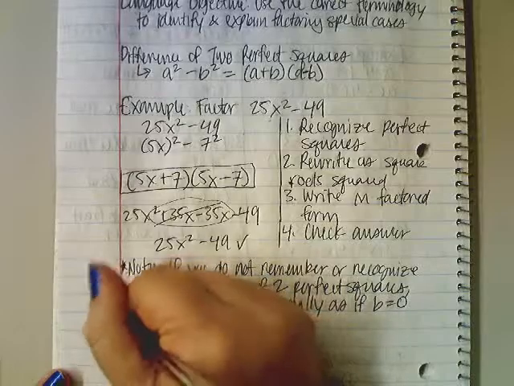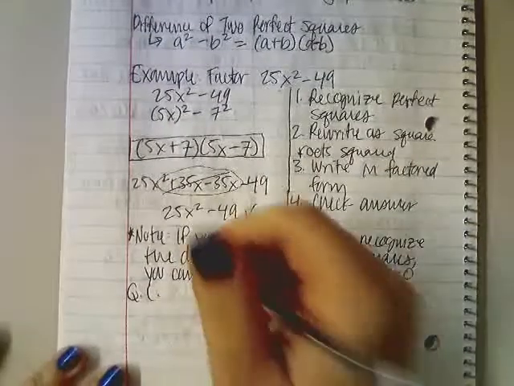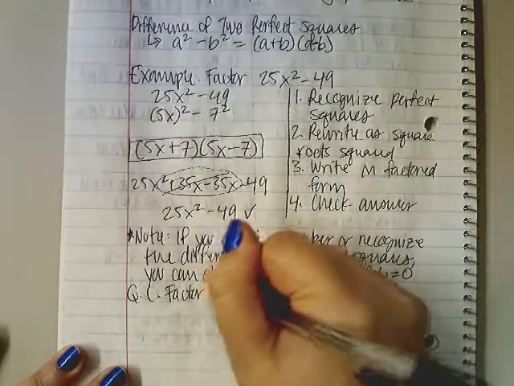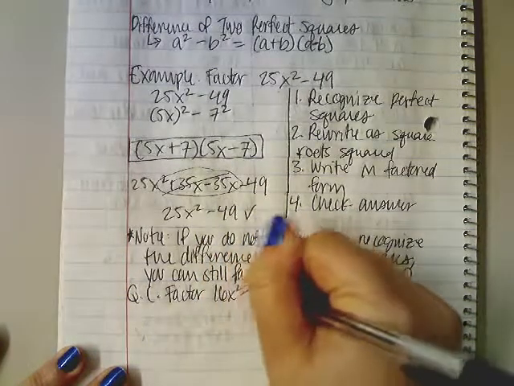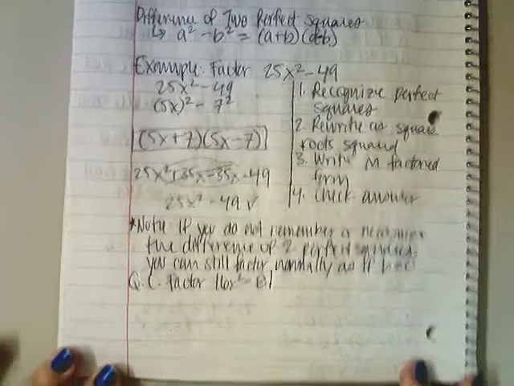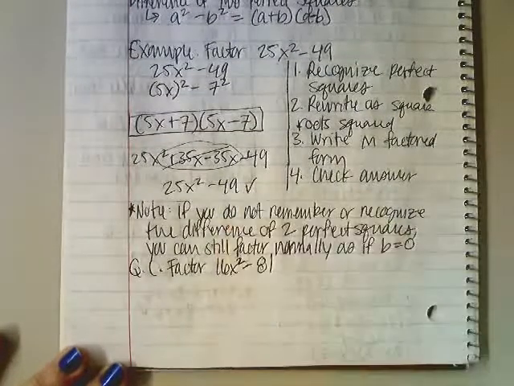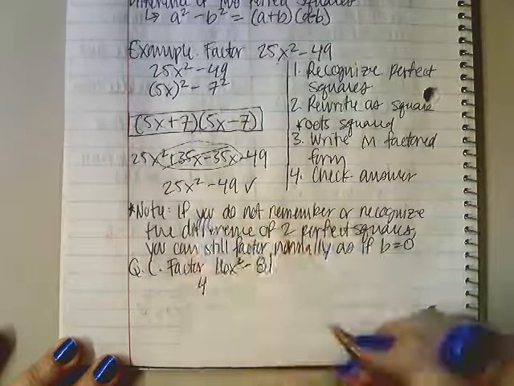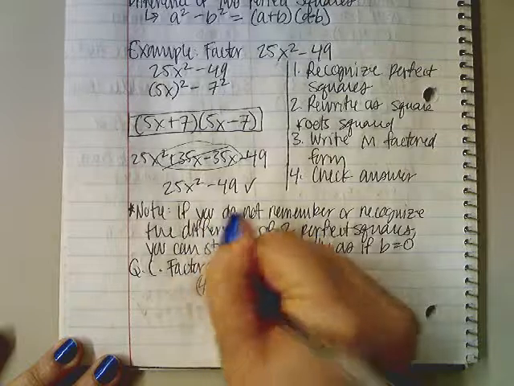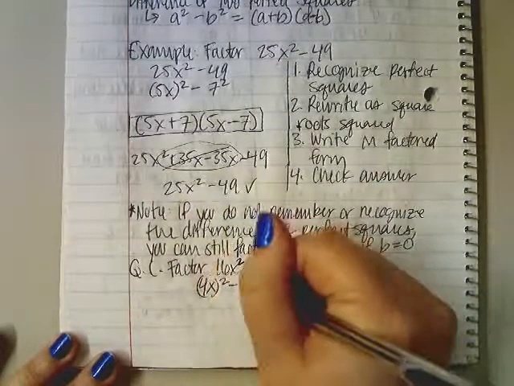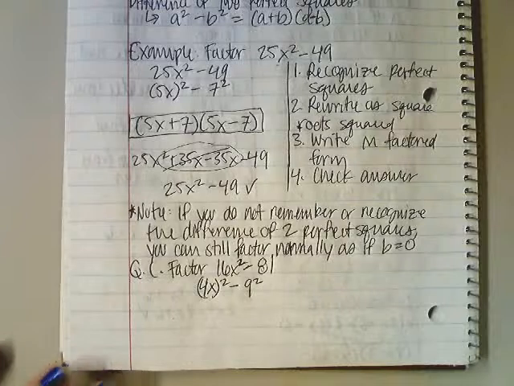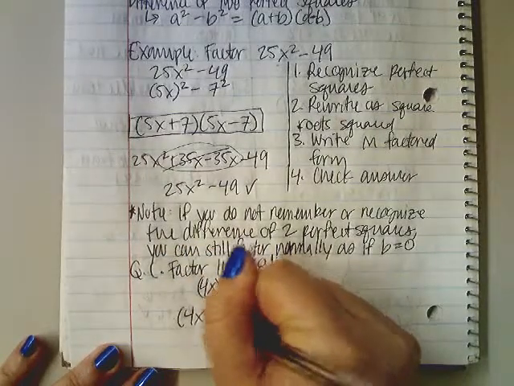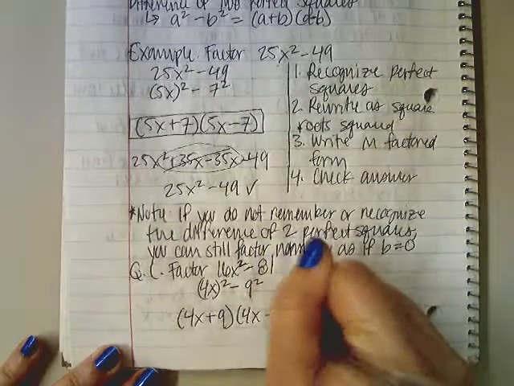All right, so let's do a quick check together before we move on to our other one. So I want you to factor 16x squared minus 81. Go ahead and try that one on your own. I'm going to go over it now. So I know the square root of 16 is 4. The square root of x squared is x. So I know (4x) squared minus 9 squared. So I recognize both those as perfect squares, and then I rewrite it as 4x plus 9 times 4x minus 9.